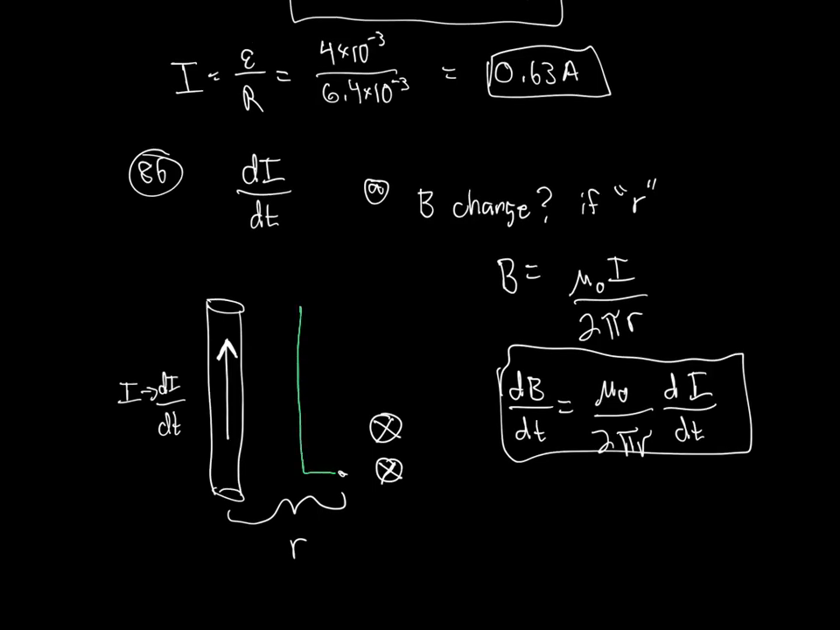So I have this loop. The loop is a distance r away. It has a width that's equal to a and a height that's equal to L. And I want to know what's the EMF that's induced in that loop. What's the equation that we've been using for EMF? Negative d phi dt.